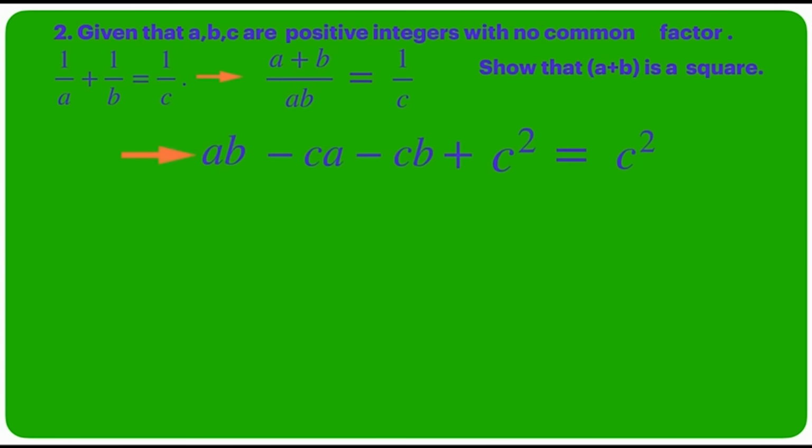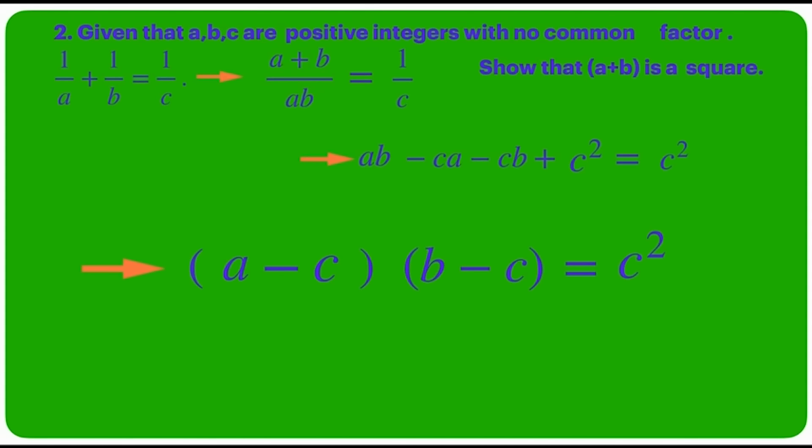And now it is easy to factor. From the first two terms, a is common and b minus c will be the factor, and secondly by taking c as common, b minus c will be the common factor. Therefore this equals c square on the right side, and so we can easily factorize as b minus c into a minus c.